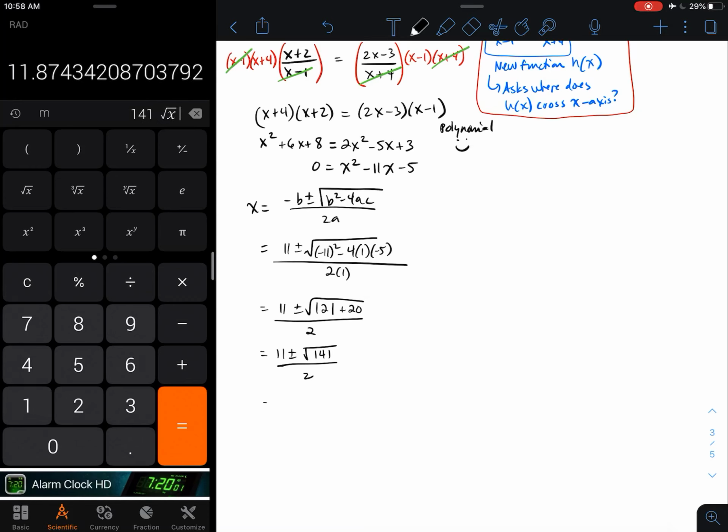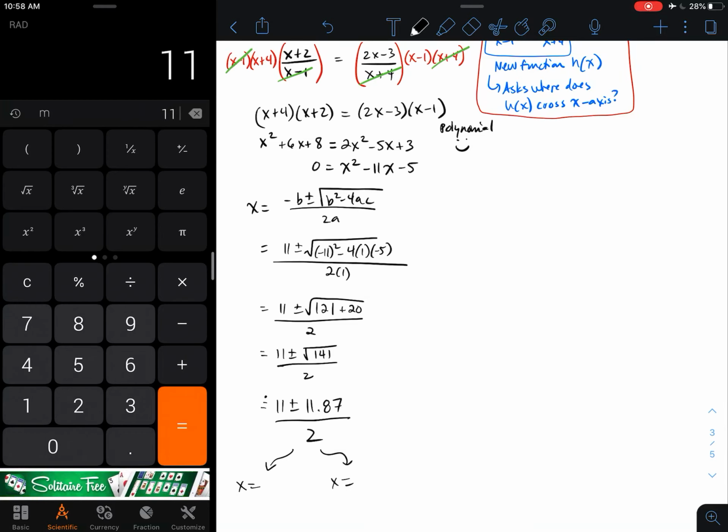Some ugly number. So this is approximate now, so I'm using my approximation sign. Okay, so then we have two values. We have that x could be the positive version of that square root or the negative. Okay, so 11 plus the square root.